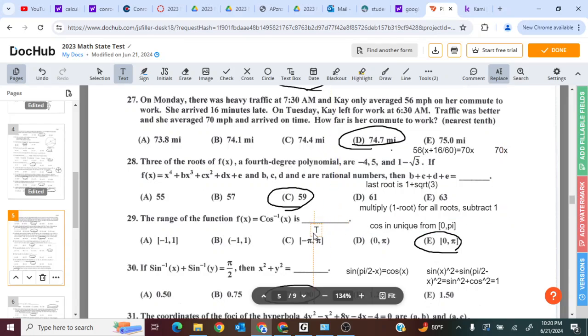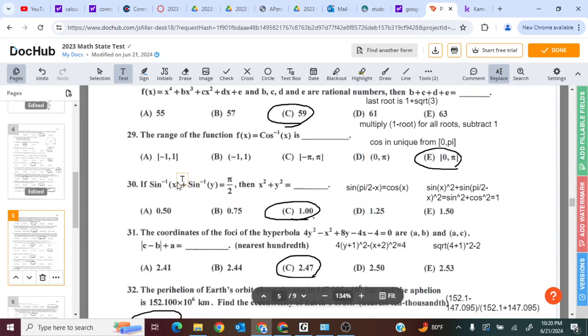The range of the function f of x equals arc cosine of x is what? Cosine gives unique values starting at 0 to pi. So it never makes sense for arc cosine, which returns those values that make cosine unique, to be anything other than 0 to pi. It would have to be 0 to pi.